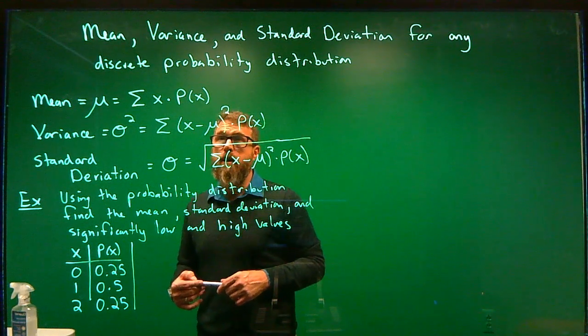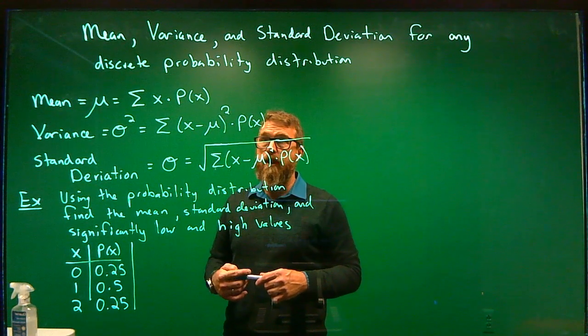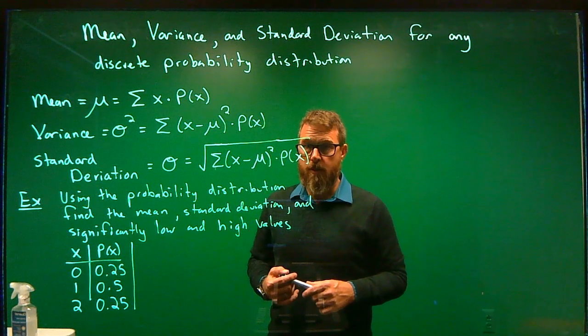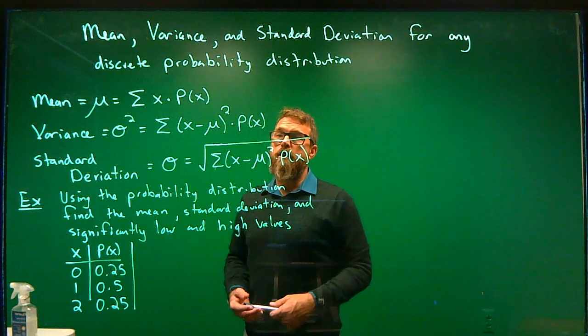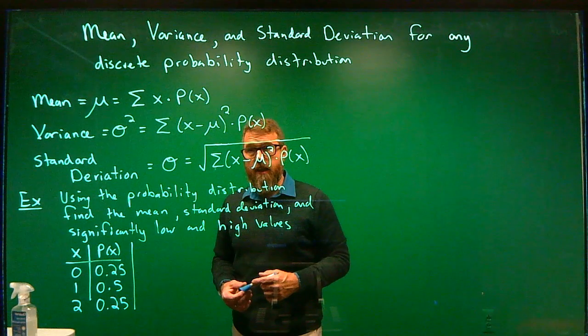So today what I'm going to cover is the mean, the variance, and the standard deviation for a discrete probability distribution. This kind of stuff you're going to see maybe in your first statistics class in college.